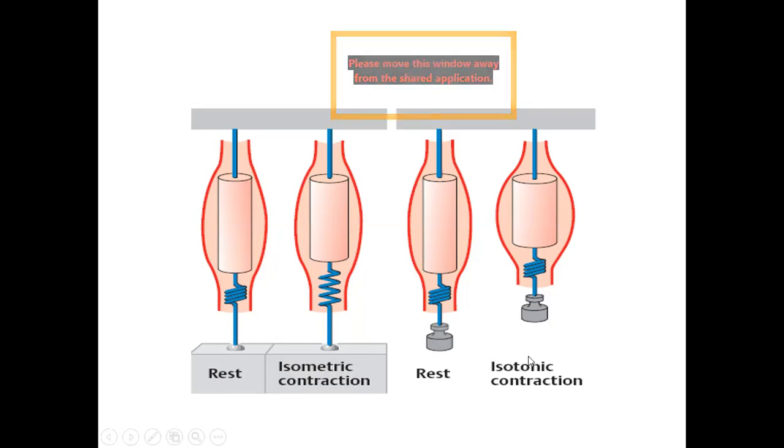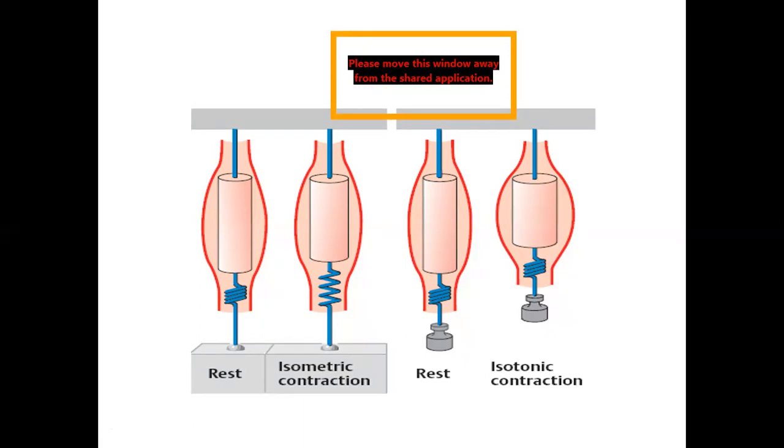Now see the isotonic contraction. What happens to the contractile component? Decreases. And what happens to the muscle length? Decreases. There is a decrease in the muscle length. And what happens to the weight? The weight is lifted.